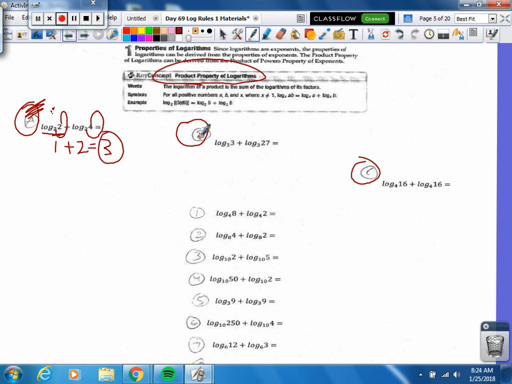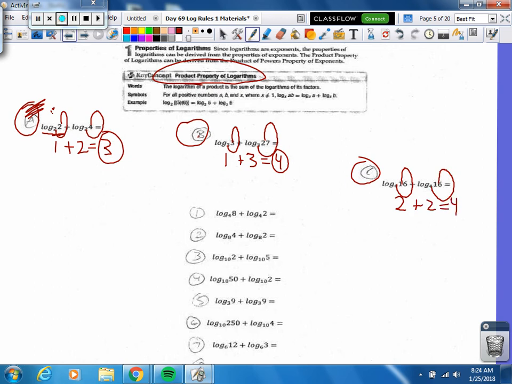Alright, now we got B. So, 3 to what power is 3? That would be 1, right? 3 to what power is 27? That would be 3 to the third is 27. So the answer here is 4. Skipping down to C. Let's check it out. So 4 to what power is 16? That would be to the second power. 4 squared is 16. Plus 4 to what power is 16? That's 2. So I have 4 there.